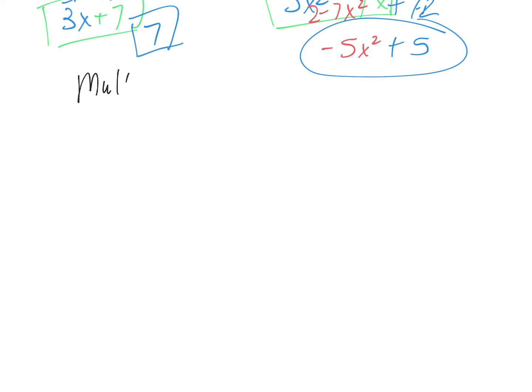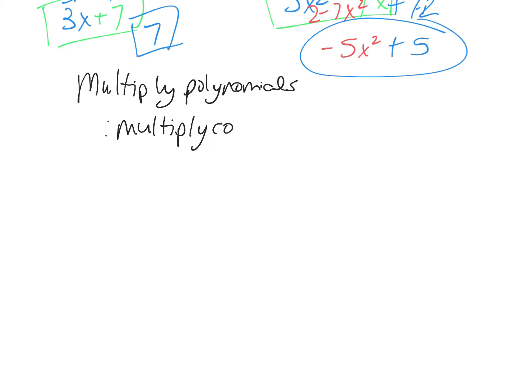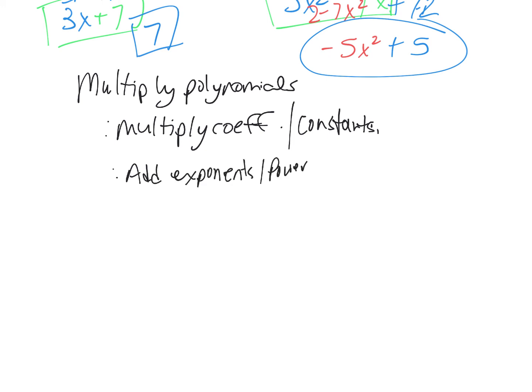So when you multiply polynomials, what you're going to do is multiply your coefficients. Again, remember that's the numbers in front of your variables. Multiply your coefficients or your constants, you could say that also. Okay. And then you are going to add your exponents. And remember exponents and powers mean the same thing, and you're going to add those. So you're going to keep that base and then add those. So let's look at an example.